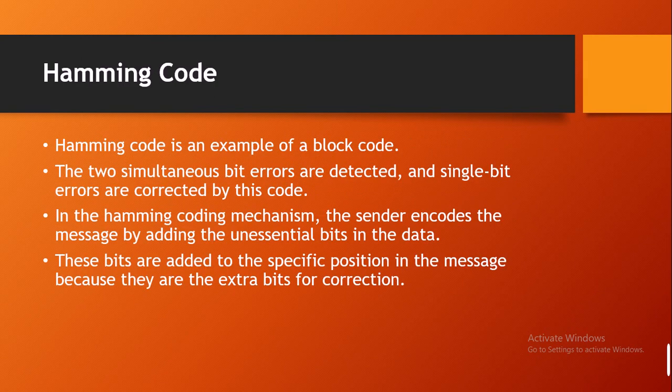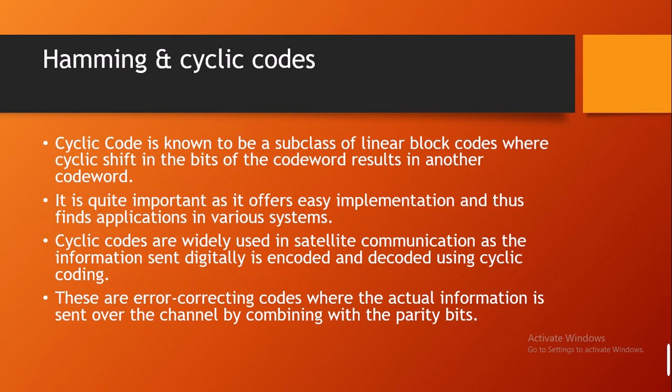Then we come to Hamming code. Hamming code is an example of block code. Two simultaneous bit errors are detected and single bit errors are corrected by this code. In the Hamming code mechanism, the sender encodes the message by adding redundant bits in the data. These bits are added at specific positions in the message because they are the extra bits for correction.